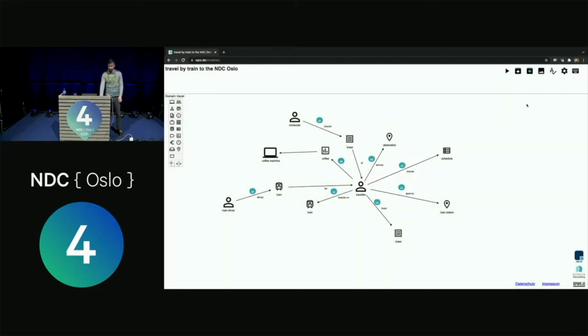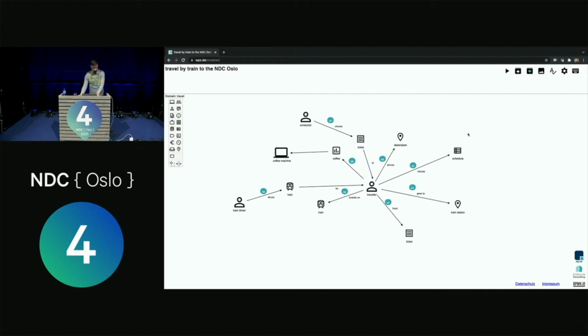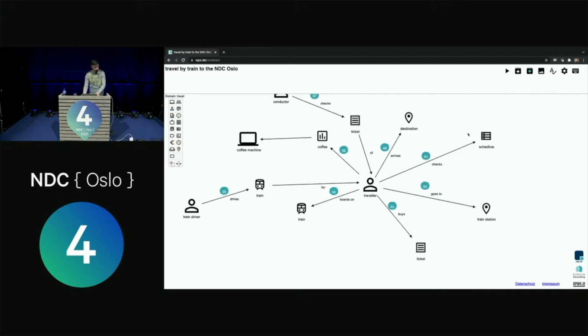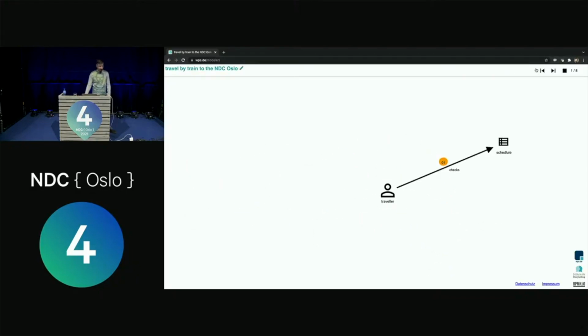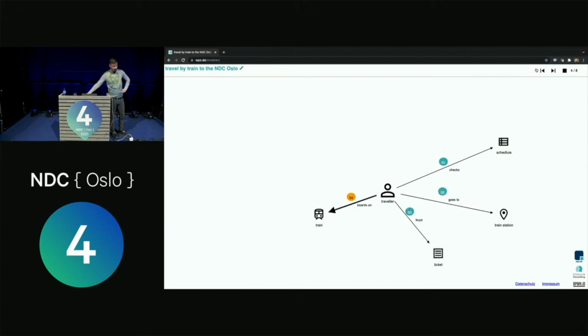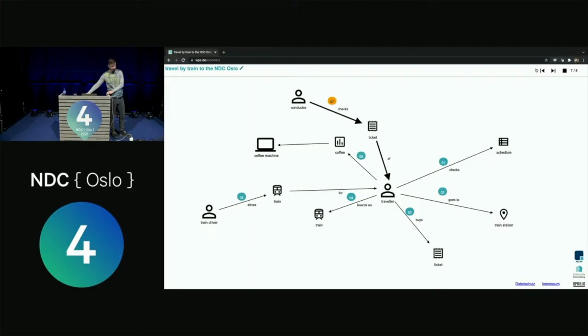Okay, so I'm going to replay this. With this replay mode, we have our traveler who checks the schedule and then goes to the train station. The traveler buys a ticket, boards the train. The train driver drives the train for the traveler, while the traveler will buy a coffee from the coffee machine. And then the conductor checks the ticket of the traveler, and the traveler arrives at the destination.